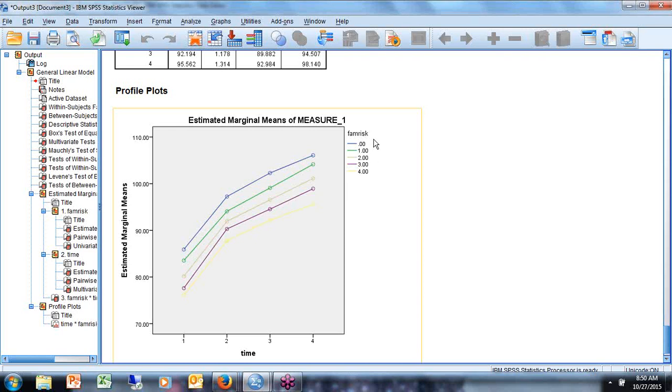So it's basically saying that regardless of your level of family risk, your scores are going to increase across time, that having higher family risk does not cause a significant break. You start lower and you finish lower, whereas those with low family risk start higher and finish higher. There is no interaction, there's no crossing of these slopes as we look at changes across time. So that is the overview of the interpretation and running of an SPSS repeated measures ANOVA.